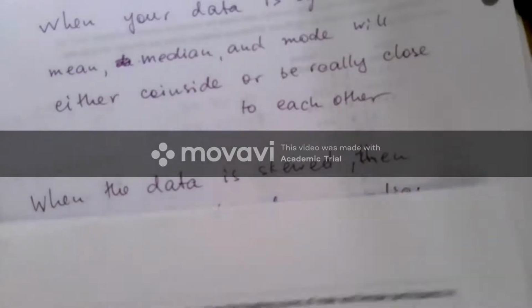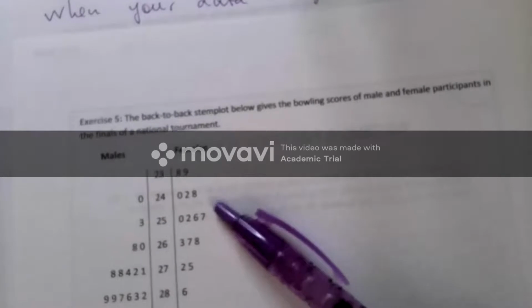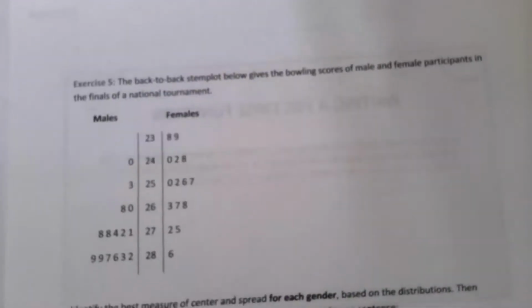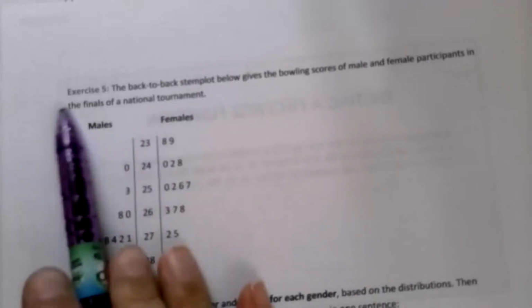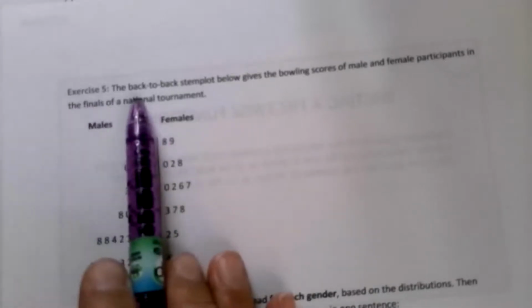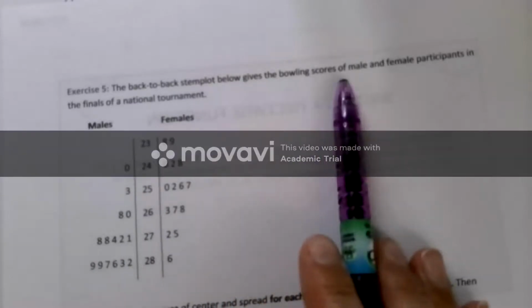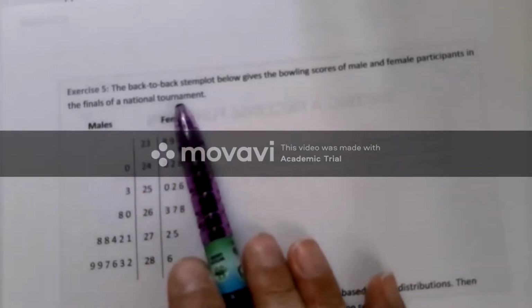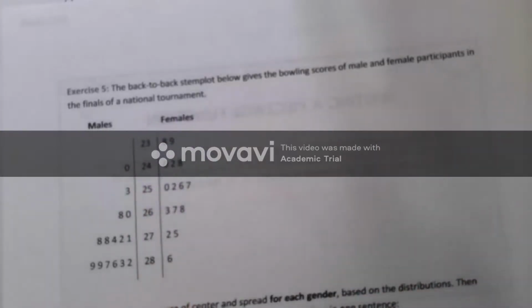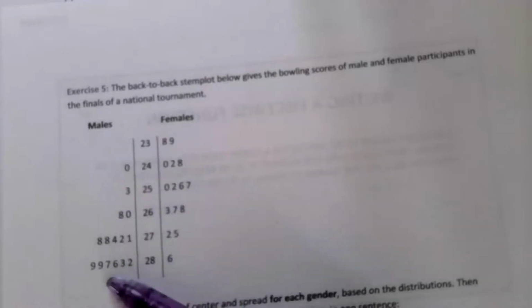Okay, here's an example. Actually, let's go over it right now, because that deals exactly with what we're talking about. Exercise 5, the back-to-back stem plot below gives the bowling scores of male and female participants in the finals of a national tournament. Here, again, it's back-to-back. We're comparing females and males.